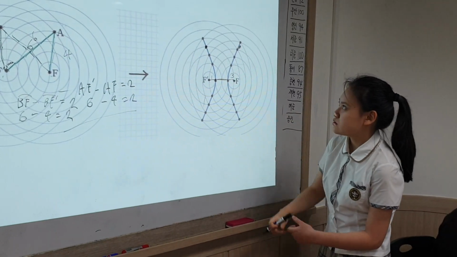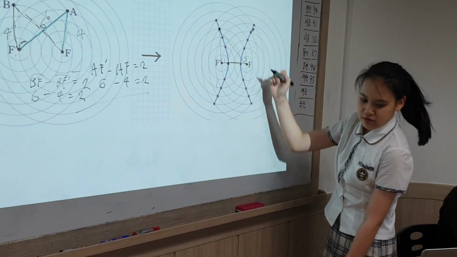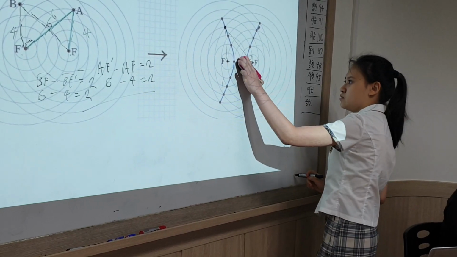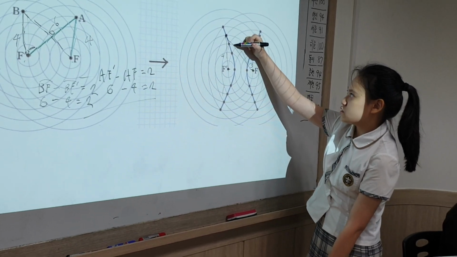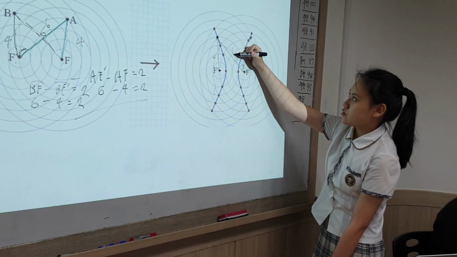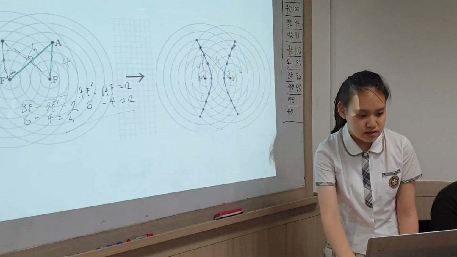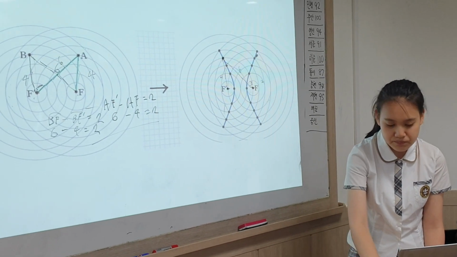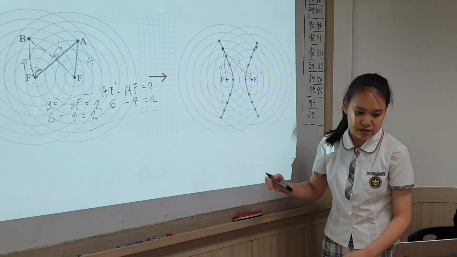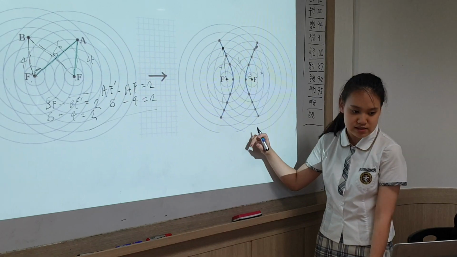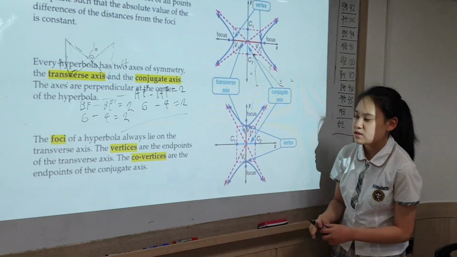Lastly, let's try this point. If we draw a line like that, it's the same way. I'll erase this again for your convenience. The distances will be 1, 2, 3, 4, and 1, 2, 3, 4, 5, 6, which also satisfies 6 minus 4 is 2. So a hyperbola is like this: the line connecting the traces that share the same subtraction of the distances to the two foci. Now I'm going to explain the elements of the hyperbola.